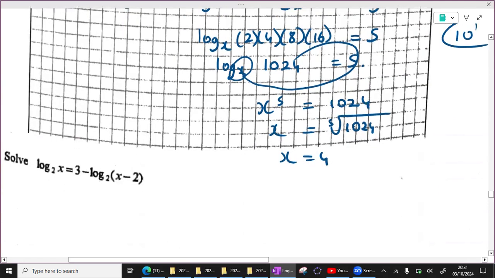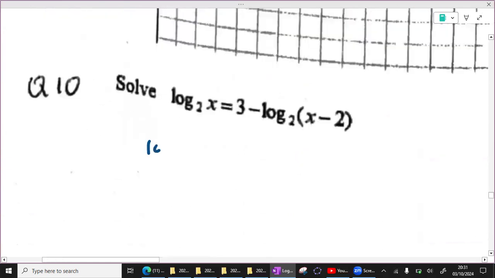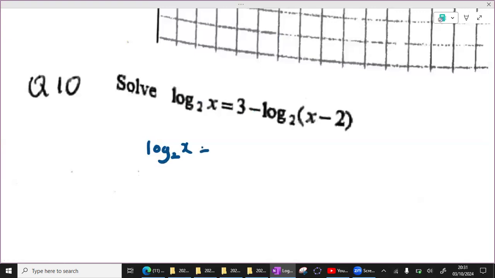This next one down here was also worth 10 marks. This was a much easier one. All you had to do here was identical to the ones you were doing for homework. I brought the logs to the same side first. Equals 3. Because the logs have the same base, I can use my rule of logs, which tells me if they're being added, I can multiply them.